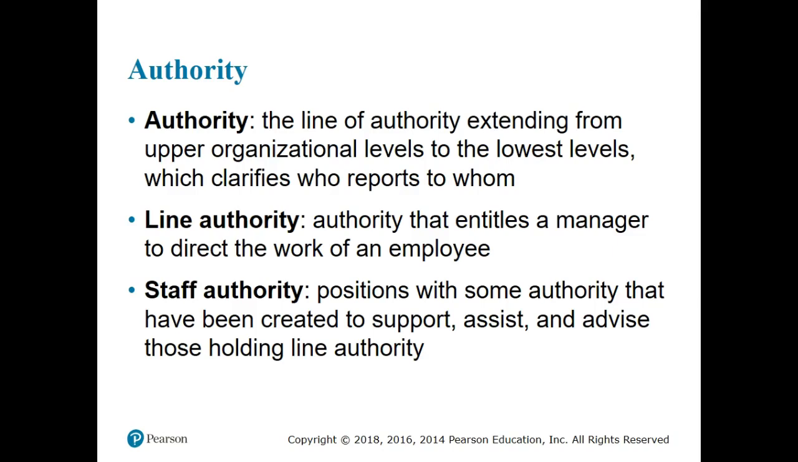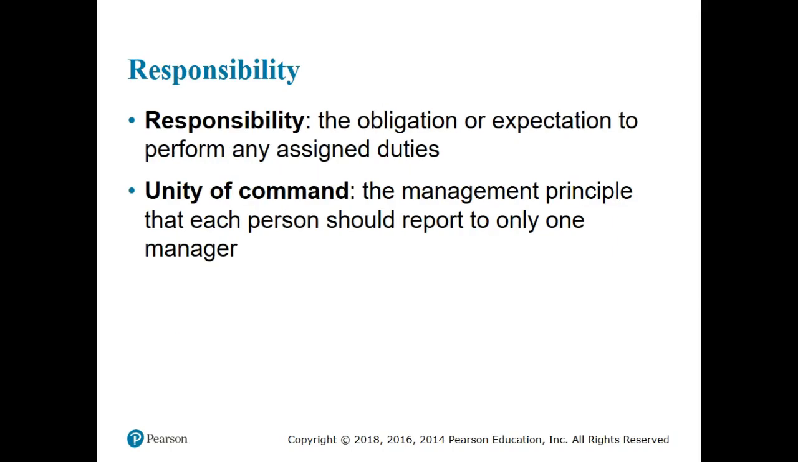So again, when it comes down to authority, you have the line of authority extending from the upper organizational levels to the lowest levels, which clarifies who reports to whom. The line authority is the authority that entitles a manager to direct the work of an employee. And then you have the staff authority, and that's positions with some authority that have been created to support, assist, and advise those holding line authority.